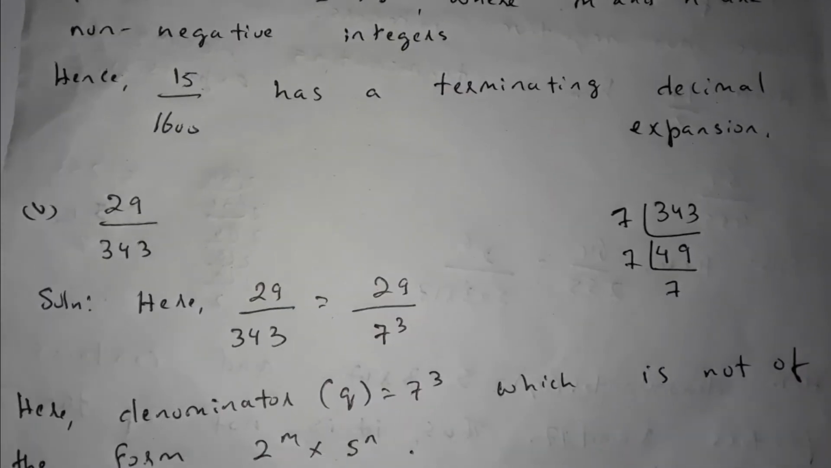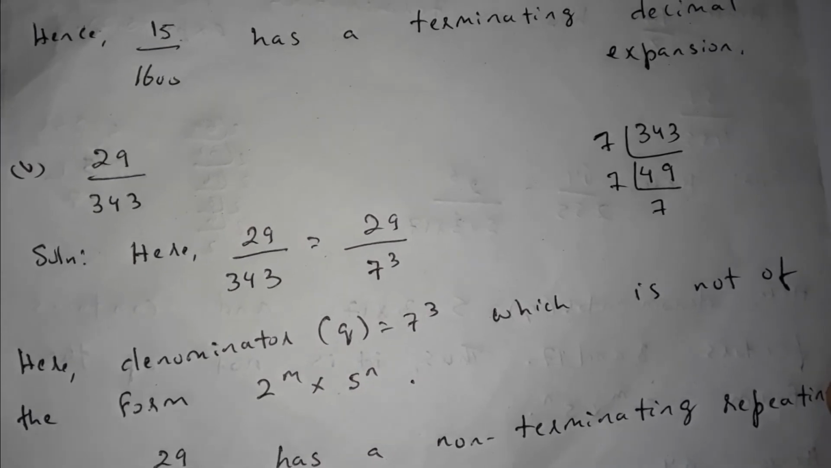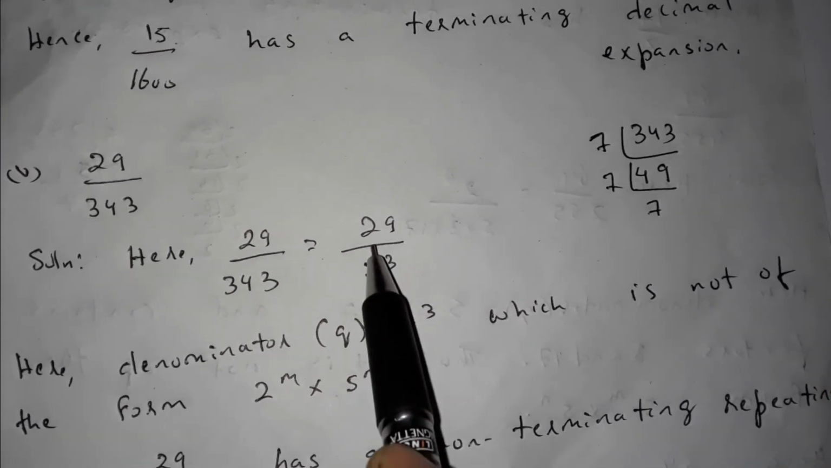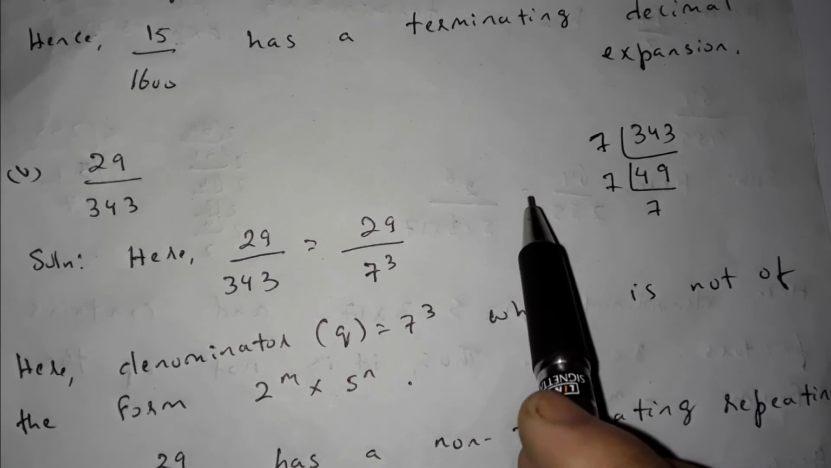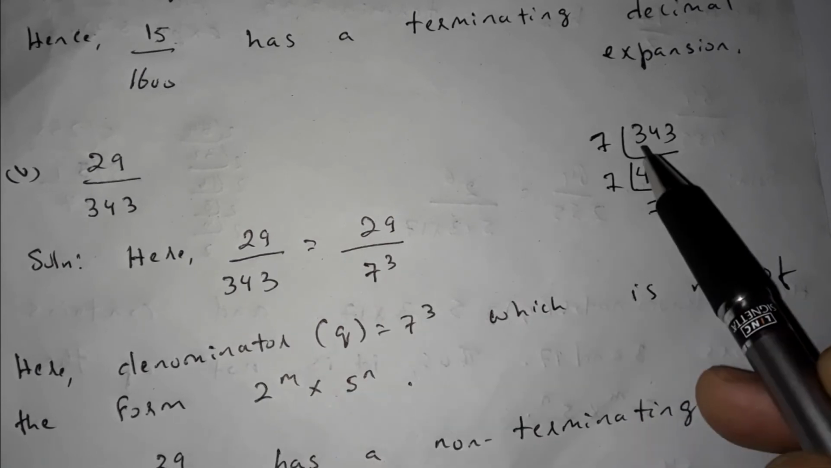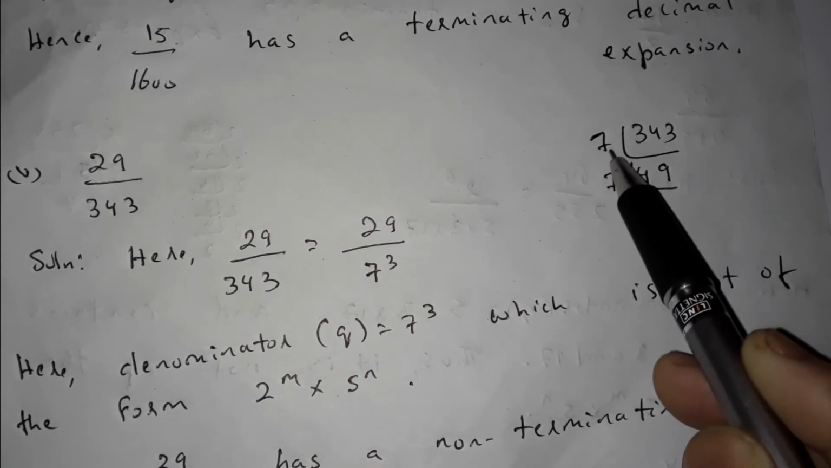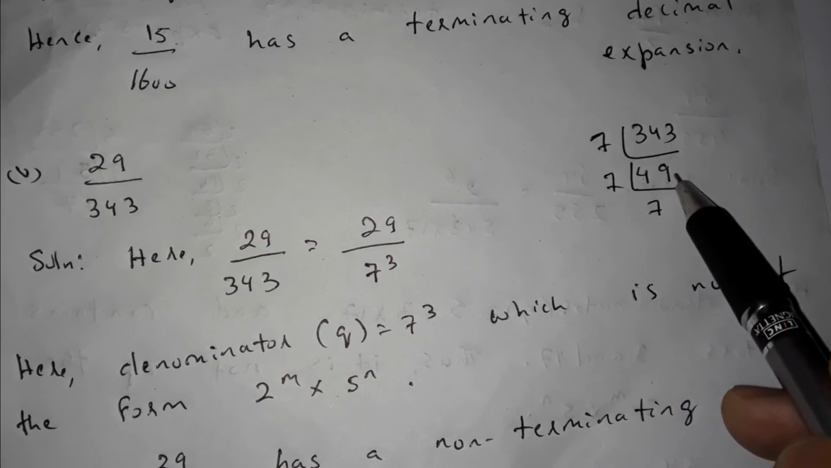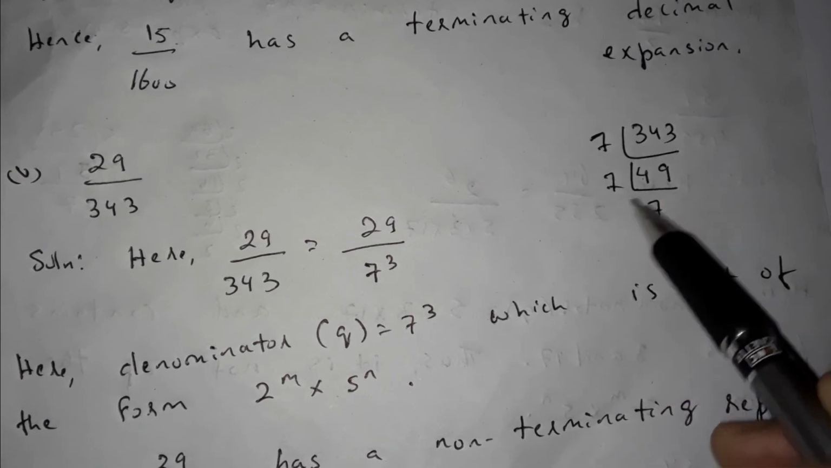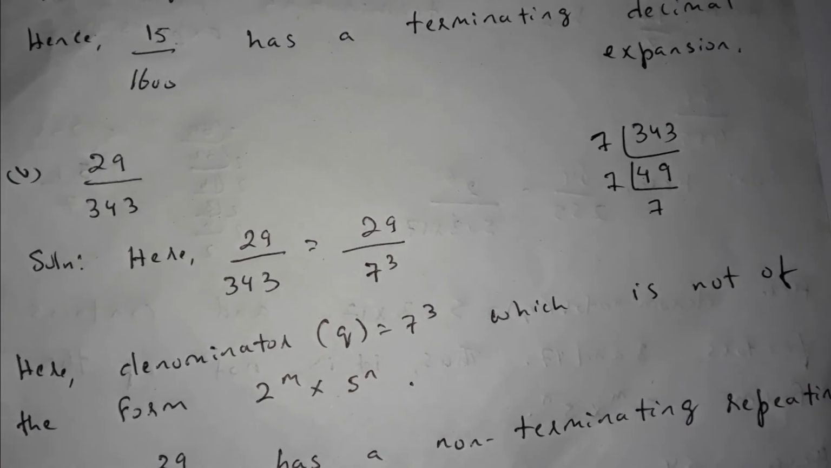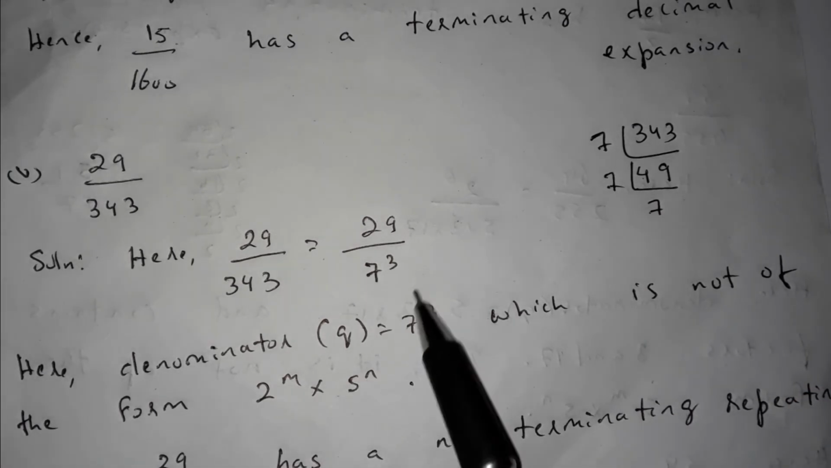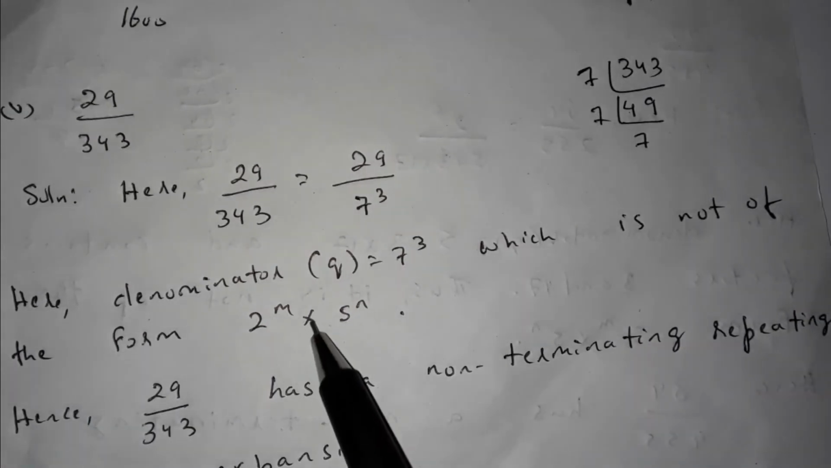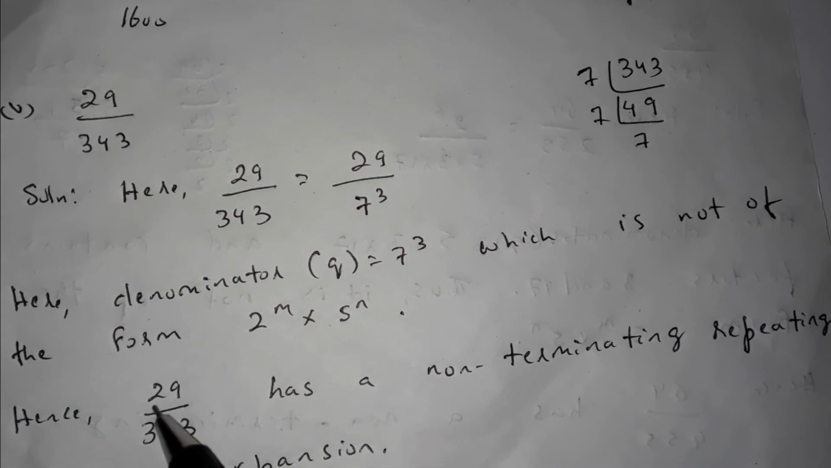Okay. So number 5 is the same. 29 by 343. 29 is a prime number. So see what it says. 343 is 7 cube. It cannot be divided by any number but 7. 7 4s are 28, 7 9s are 63, 7 7s are 49. So 7 cube. There's no 2, there's no 5 here. So it is not of the form 2^m into 5^n. So this 29 by 343 has a non-terminating repeating decimal expansion.